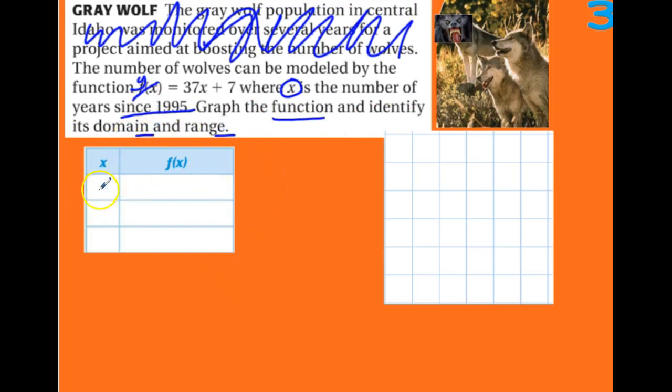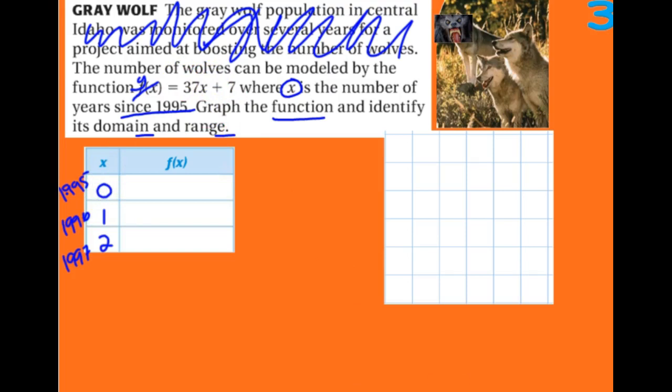Well, since 1995, if I plug in a 0 for x, that would still be the year 1995. But if it's been 1 year since 1995, that would be 1996. And then after 2 years, that would be 1997. So we're going to plug in these numbers. They only gave us 3 spots, so we're just going to plug in 3 numbers. We can't have negative years, so that's why we started at 0.